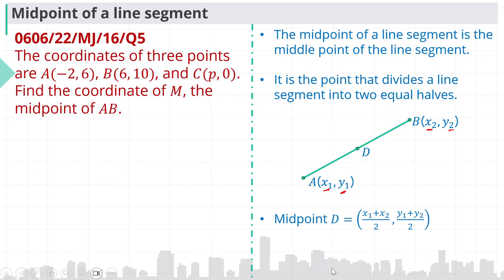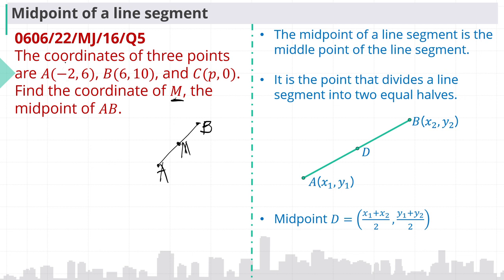We have a question here. The coordinates of 3 points are A, B, and C. Find the coordinates of M, the midpoint of AB. We have to find the midpoint of AB. It means that the endpoints of the line are A and B, and we are told that the midpoint is denoted as M. According to the question, M is the midpoint.